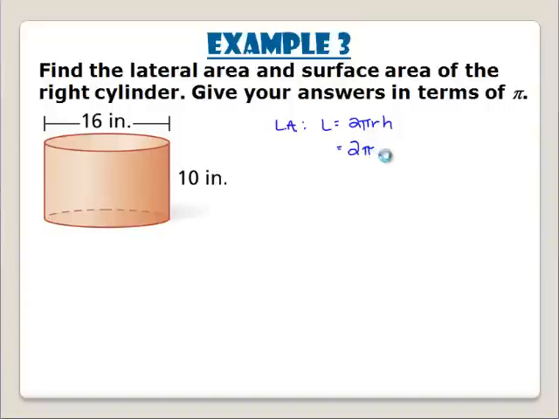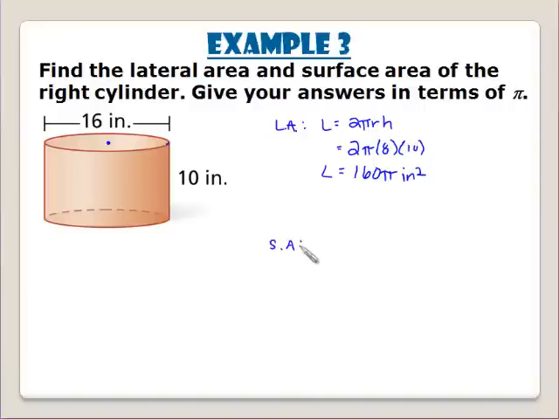2 and pi is just 2 pi. Now remember, it says leave in terms of pi, so when we solve this, we're going to leave pi alone. The radius is 8, and the height of my cylinder is 10. Okay, so let's plug this in. We're going to do 2 times 8 times 10, which is 160. Pi, we're going to leave it in terms of pi, so he's just going to tag along. And this is area, so it's inches squared.